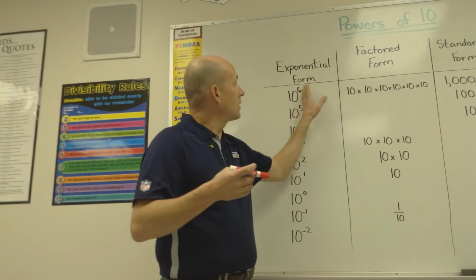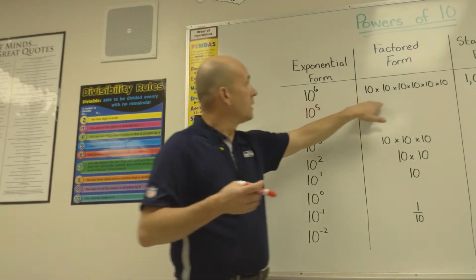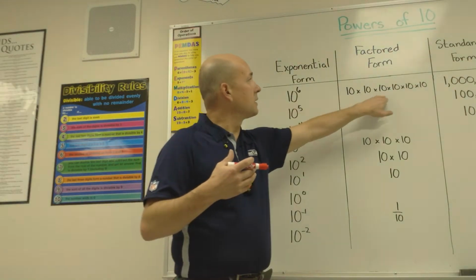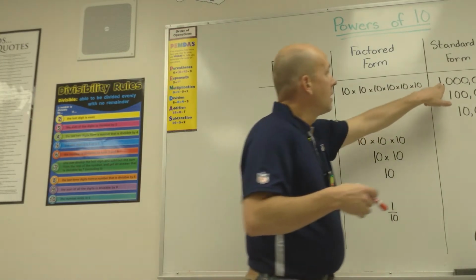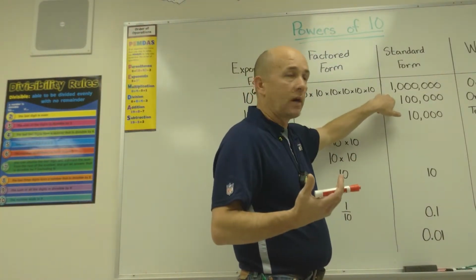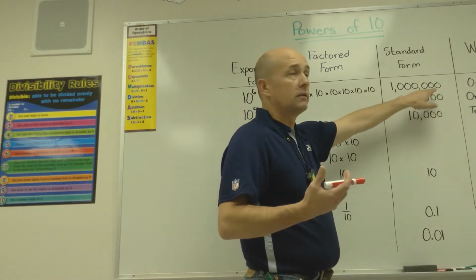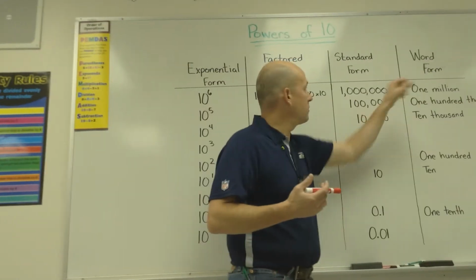So if I look at this table up here, 10 to the 6th power. If I write that out in factored form, that's the same as 10 times 10 times 10 times 10 times 10 times 10, 6 times. When I get to the standard form, the actual number that I'm talking about, that's a 1 with 6 zeros after it. Okay, so the 6th power gives us those 6 zeros, and that's 1 million.